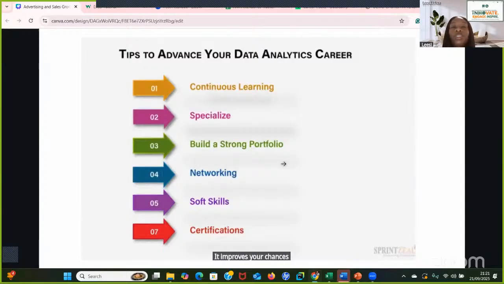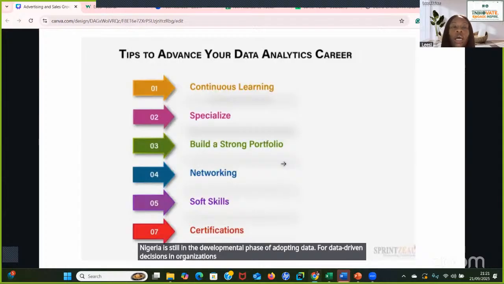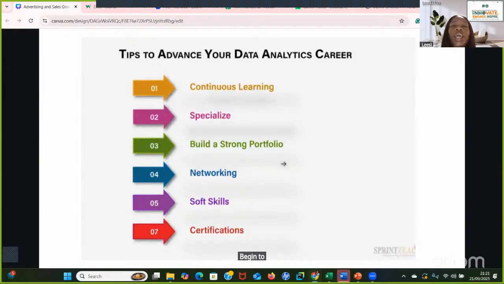And now I would like to say this, and say this very well. Nigeria, in the next 5, 6, 7 years, is going to have a massive demand for data professionals. Like I mentioned yesterday from the statistics, Nigeria is still in the developmental phase of adopting data for data-driven decisions in organizations and companies. And so, where you are currently working, begin to think about how you can help your organization.